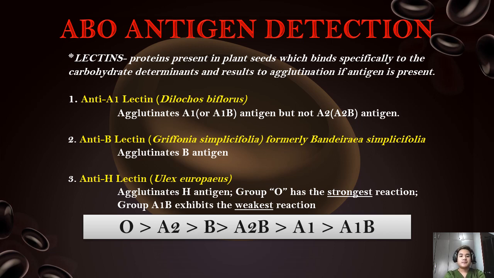So your blood group O is the most abundant in H antigen, meaning to say it will react the strongest with anti-H lectin, followed by A2B, A2, A1, and A1B with the weakest reaction to the anti-H lectin. I will be explaining this further as we proceed with the discussion.